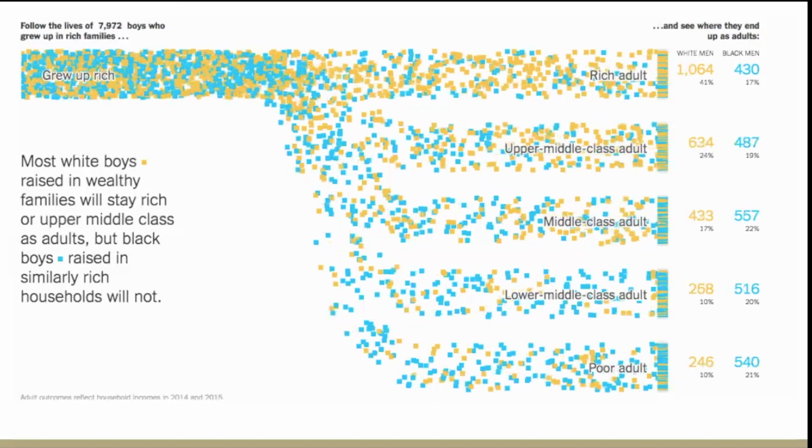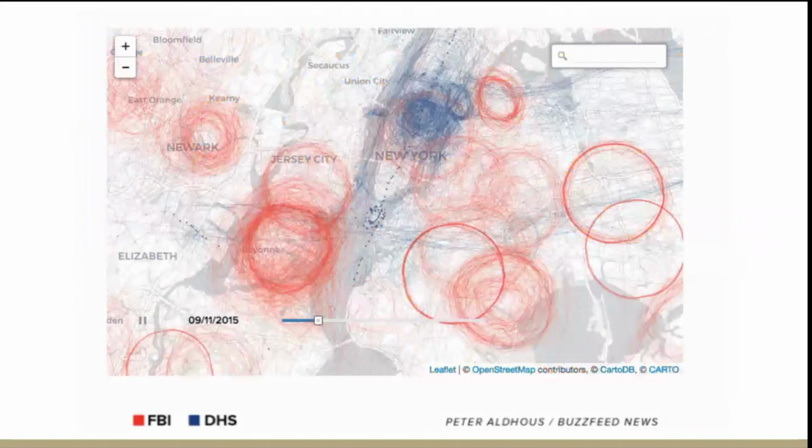Another great example of this is by BuzzFeed, where among hundreds of thousands of records of airplane trajectories, they were able to identify some that were American government spy planes, surveillance planes, by the characteristic circle patterns that they were flying in. And they animated this map so that you can see how it changes over time.